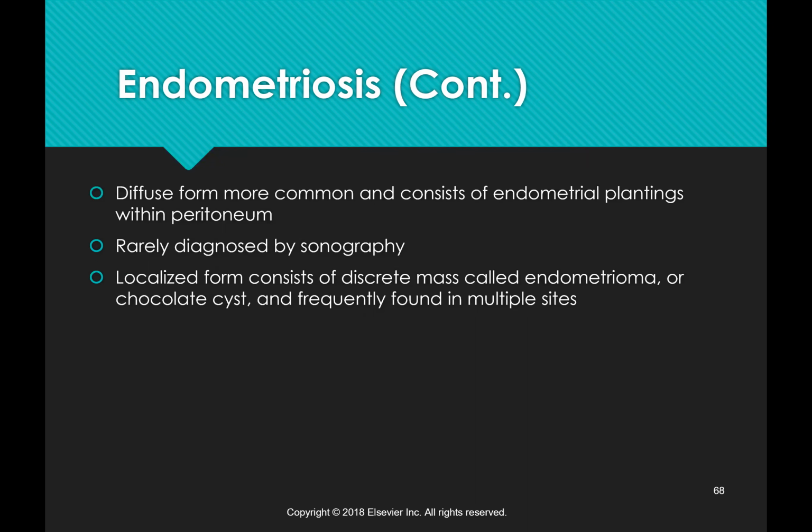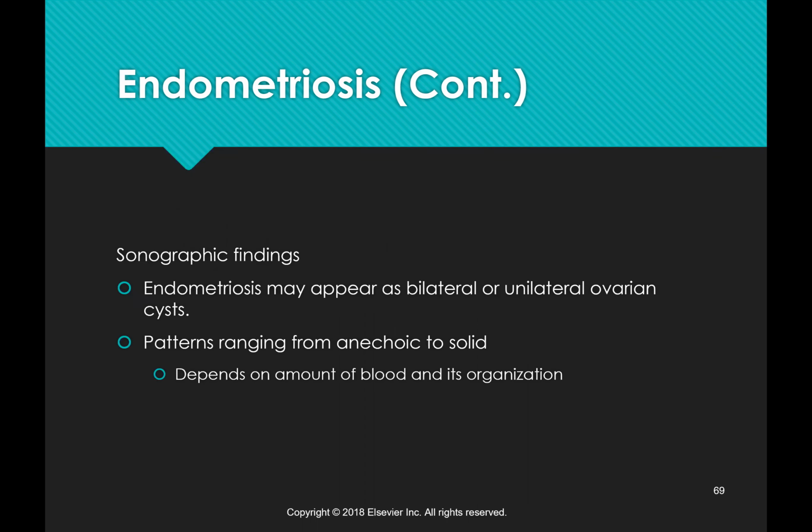And the reason that it's called a chocolate cyst is when it's cut into, the blood is brown, which is nice and gross, and it's frequently found in multiple sites. To be honest, I think an endometrioma is just, for some reason, appealing to my eye. I don't know how else to say it. And I think it's because it just has this ground glass appearance.